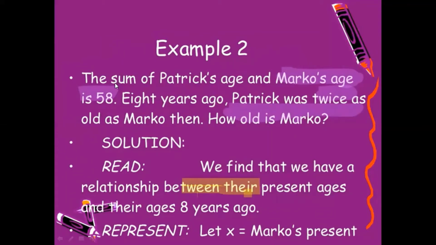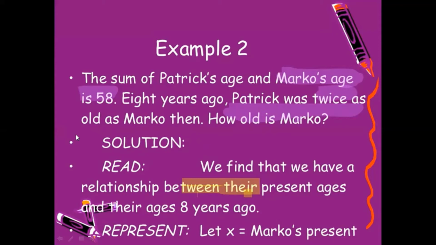The sum of Patrick's age and Marco's age is 58. 8 years ago, Patrick was twice as old as Marco then. How old is Marco? Now the situation is slightly reversed, in the sense that we are going back to the past, the 8 years ago. So first, we find that we have a relationship between their present ages and their ages 8 years ago. So we are just moving into the past now.